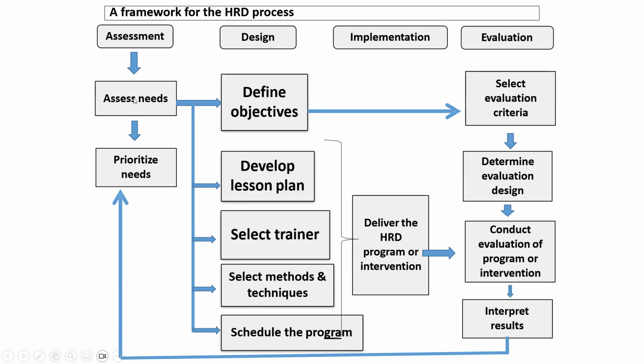So in the assessment we discussed person, organization, and task analysis, and then the identified needs based on these analyses need to be prioritized. Then, based on the prioritized needs, HRD programs are designed, right? So in the designing stage, we have these steps. We need to define the training and development or HRD objectives, then develop a lesson plan, select the trainers, select the methods and training techniques or HRD techniques, then schedule the program. Those are the basic sub steps of designing, right? So we'll discuss them one by one.